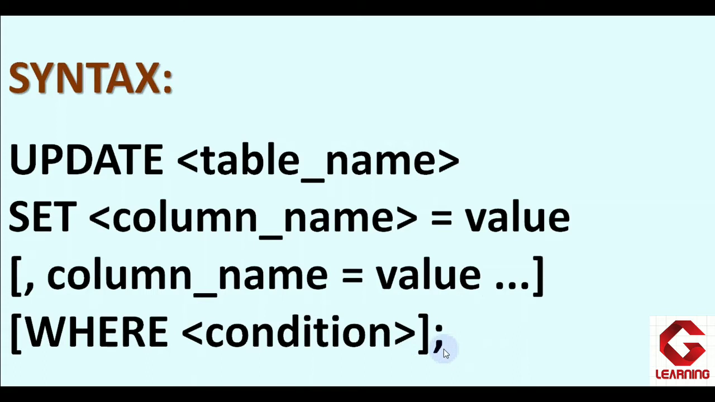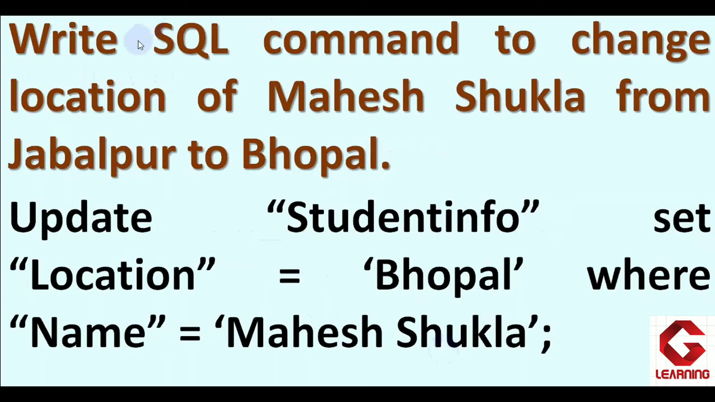Now I am going to take some examples to explain the function of the update command practically. The first question is: write an SQL command to change the location of Mahesh Shukla from Jabalpur to Bhopal. So here we have to write one SQL command to change the location of Mahesh Shukla from Jabalpur to Bhopal. Right now the location of Mahesh Shukla is Jabalpur, but we have to change this location from Jabalpur to Bhopal.